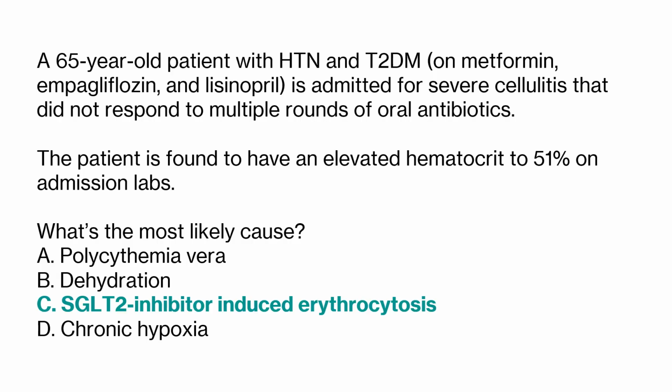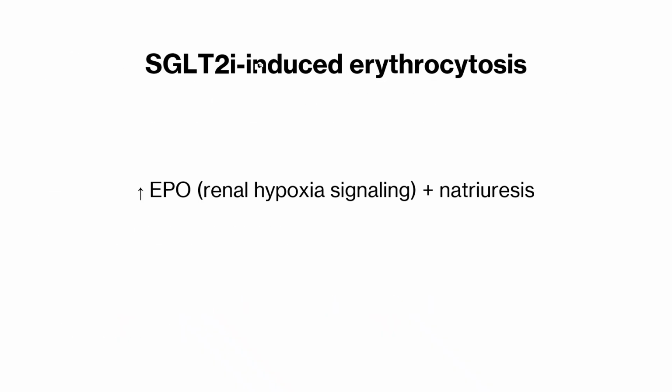Today we're going to talk about SGLT2 inhibitor-induced erythrocytosis. Well, what is it? When you're on an SGLT2 inhibitor, you actually end up getting renal hypoxia signaling, which increases your erythropoietin levels, and the medication leads to natriuresis, and so your hematocrit ends up increasing.